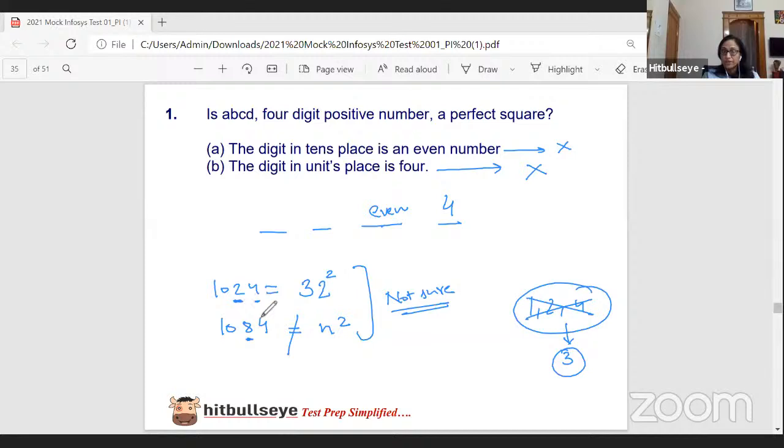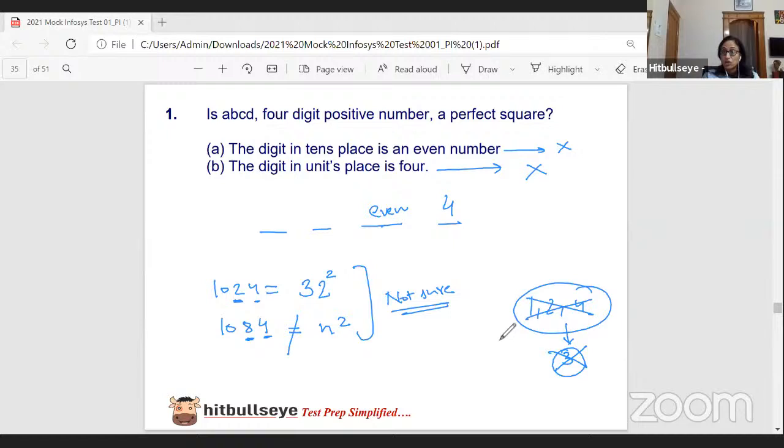Having 4 here, even number here. One situation tells me, yes, it is a perfect square. Other situation tells me, no, it is not a perfect square. So again, third option is not working. I'm still doubtful about it, even after combining the two informations.